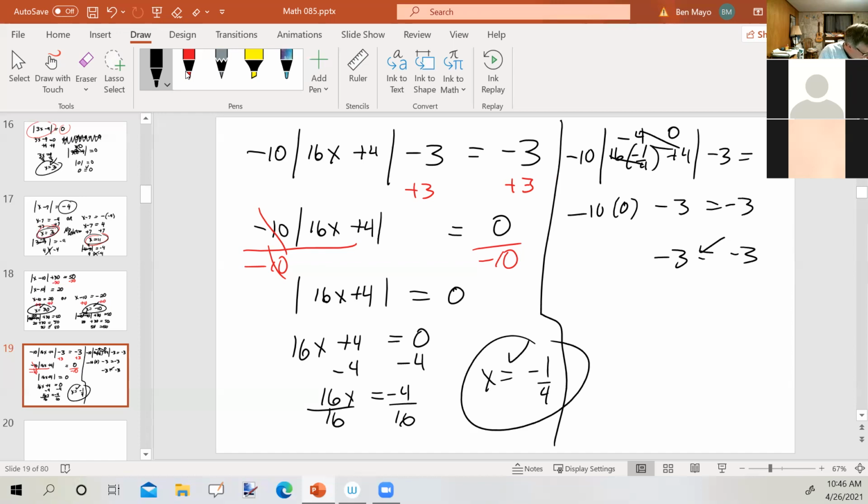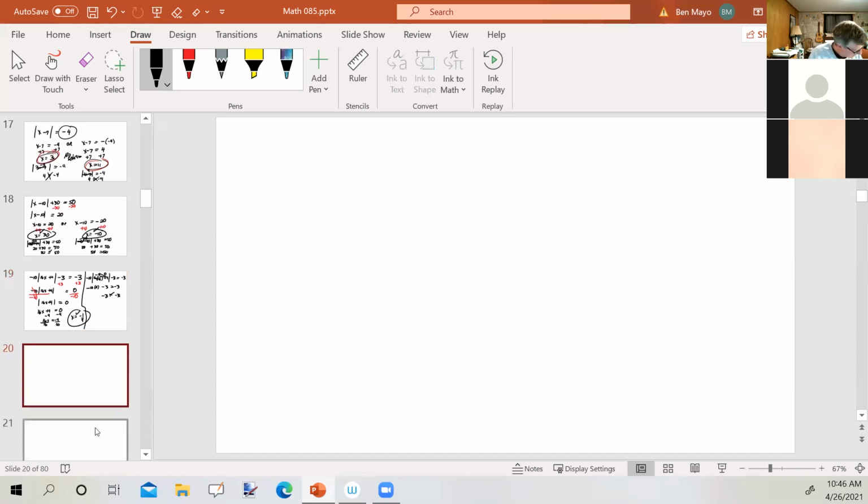Okay, let's take a look at another scenario. Let's say we've got the absolute value of 4x minus 7 equals the absolute value of 3x minus 21. Well, let's come back to that situation.